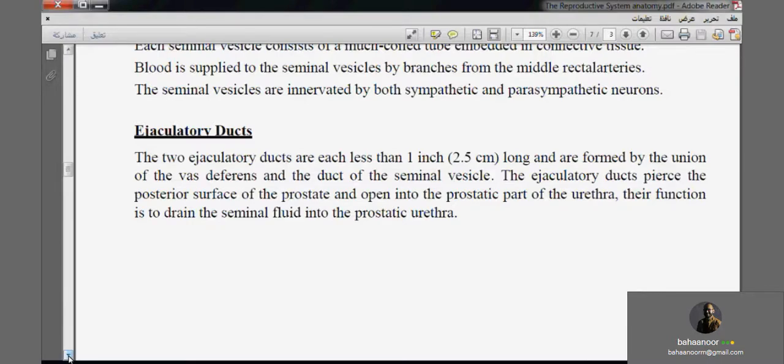The ejaculatory ducts pierce the posterior surface of the prostate and open into the prostatic part of the urethra, not into the prostate itself. Their function is to drain the seminal fluid into the prostatic urethra. The seminal fluid comes from the seminal vesicles into the prostatic urethra.